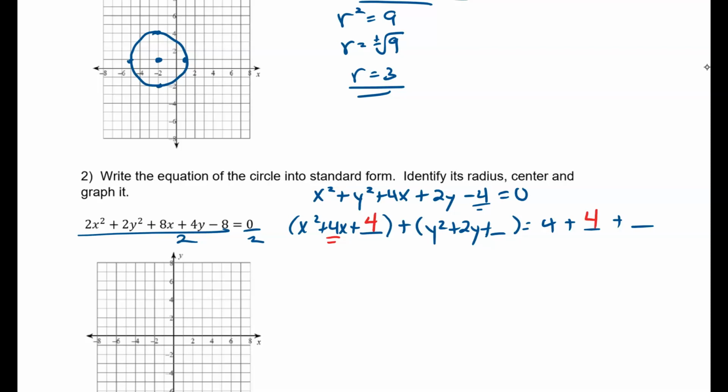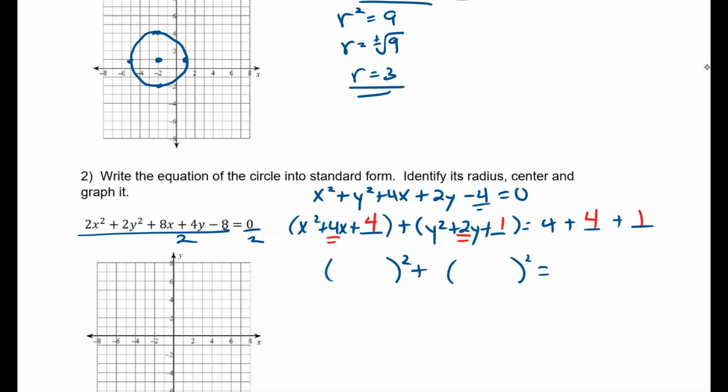So I have to add a positive 4 to both sides. And then on the next one, we have a y squared plus 2y. So we take 2 and divide by 2, which is 1. And remember, 1 squared is just 1. And we add 1 to both sides. Then we're ready to write it in our last step, standard form.